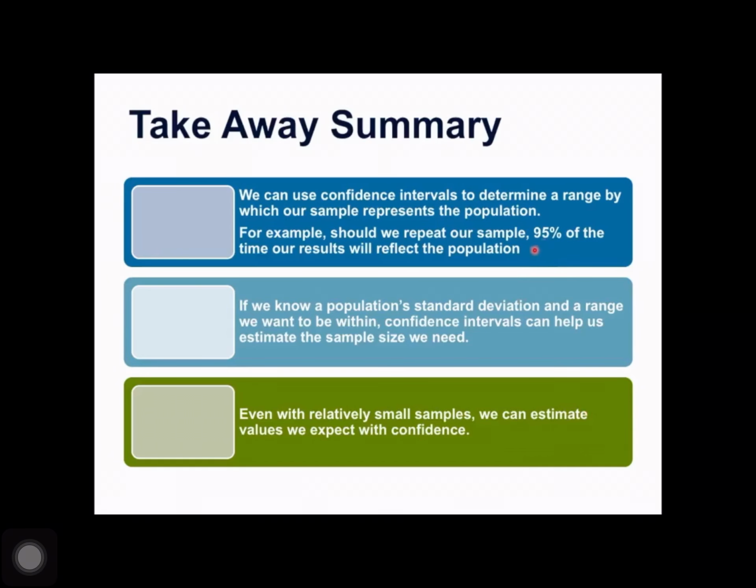We'll see that in just a moment with SPSS. If we know a population standard deviation and a range we want to be within, confidence intervals help us estimate a sample size and other kinds of useful things. And lastly, even with relatively small samples, we can still estimate values that we expect with confidence. And that makes it very powerful. Central limit theorem at work there, so that we can interpret statistics and make better inferences about things that we would expect.